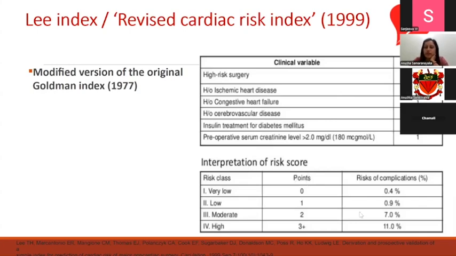Depending on the number of points, we have the risk as a percentage. If the score is 3 plus, then the risk is more than 11%. So we can tell the patient directly you are having more than 10% or 11% risk of developing MACE, major adverse cardiac events. And if the patient has a score of 0, we can say you are having less than 1% chance of developing these major adverse cardiac events. So this is very important.